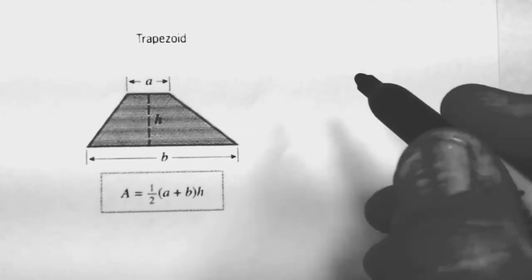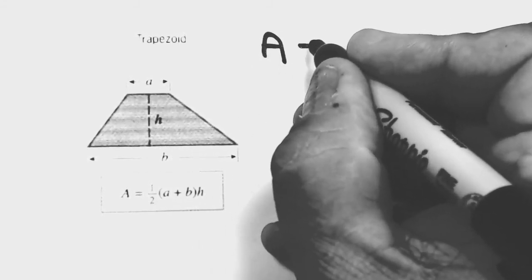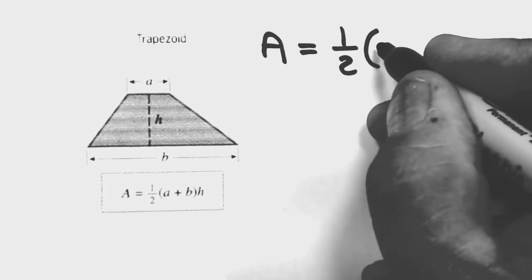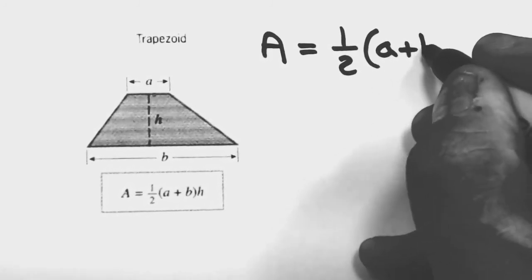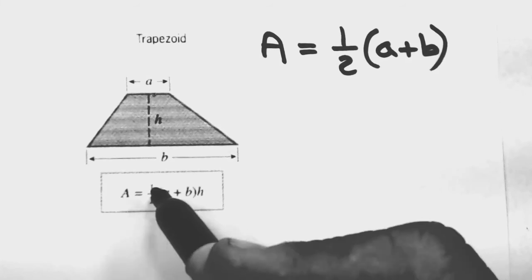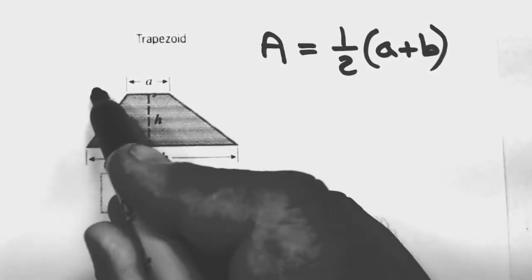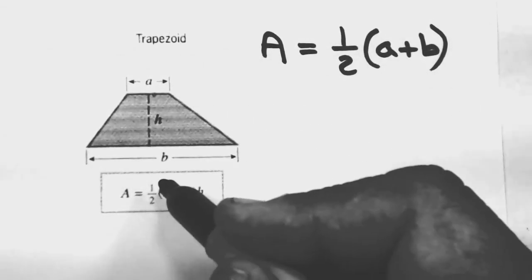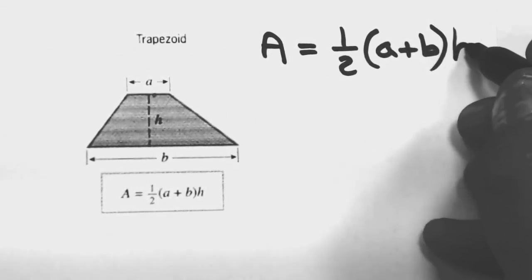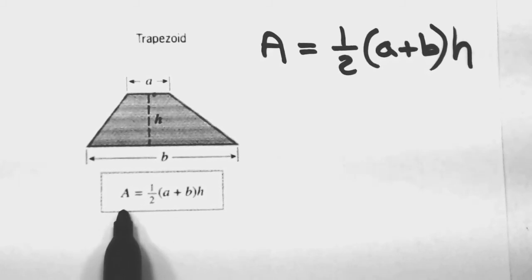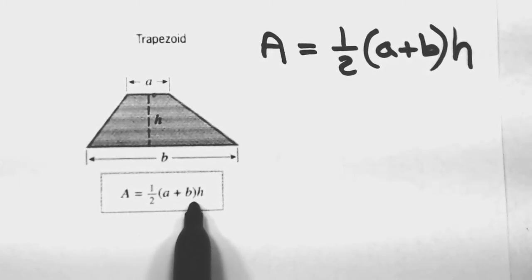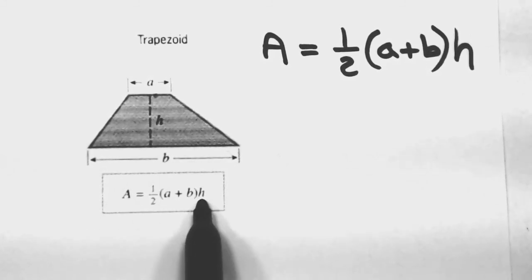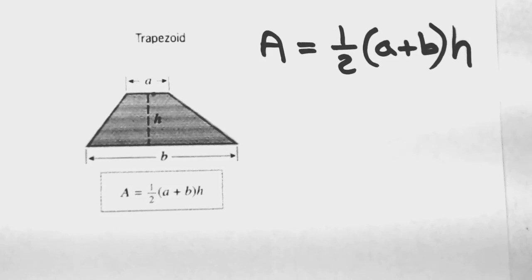Well, for the trapezoid, the formula is you take the average. So here it is, A plus B, the average of the top and the bottom. In effect, what you're doing is you're kind of making a rectangle out of it. That's the effect of this. And of course, you have to multiply by the height. So here's the formula: A equals 1/2 (A plus B) times H, the height.